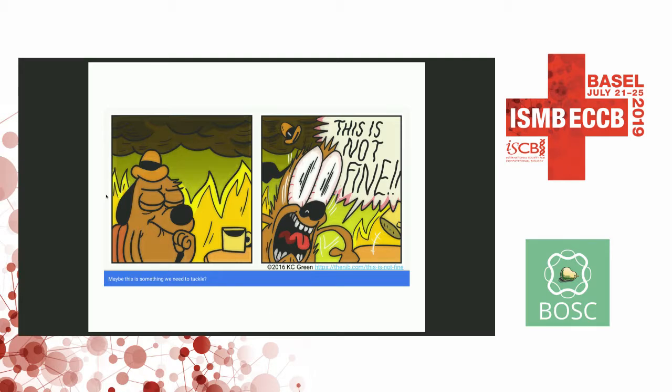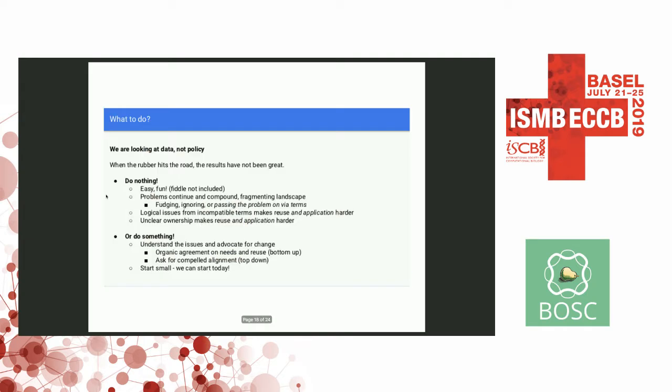This is actually really, really bad. So what are we going to be able to do about it? With the Reusable Data Project, what we're trying to be is an objective metric of this. We're not trying to present any specific policy, but we do think there needs to be some kind of way forward here. One possibility is do nothing. Easy, fun. We can all do nothing. It's no problem. But the problems with the data landscape continuing to fragment will continue.